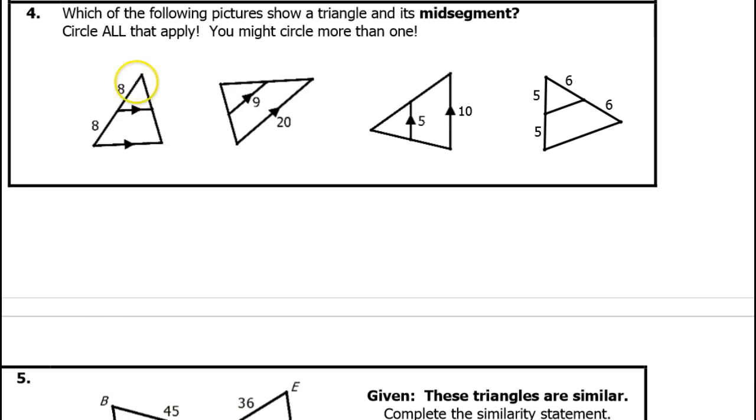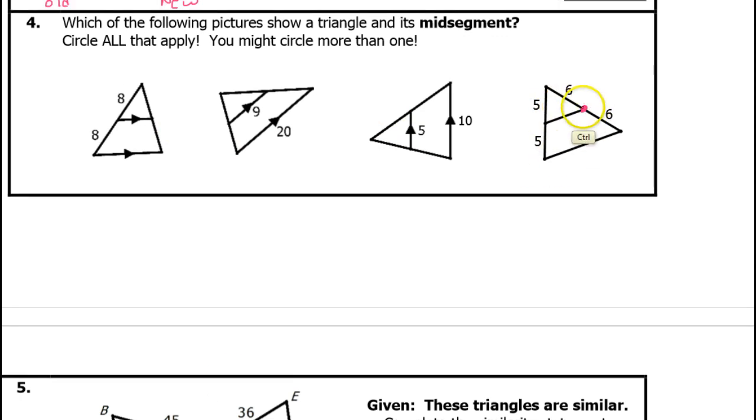Number 4 is a little tricky. It says, which of the following pictures shows a triangle and its midsegment? So you know that the midsegment should be half the length of the parallel side, and there should be a parallel side. Also, you know that a midsegment connects midpoints. So I'm really looking for all of these things. I'm looking for midpoints, I'm looking for parallel sides, and I'm looking for the midsegment to be half the length. If any of those things is not true, then I know that it's not a midsegment.